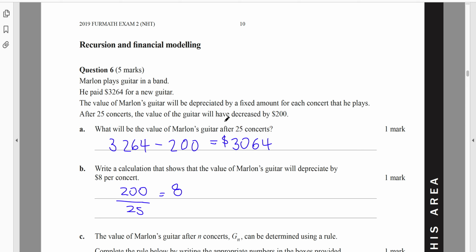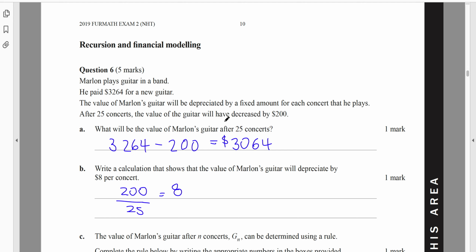I'm going to run through the recursion and financial modelling questions that were in your exam 2 trial. I have put workings already on the screen, but I'm going to talk through those workings. But again, you don't need to go through every single question. Obviously, if you already know how to do it, please just skip ahead to the questions that you do need some help on.